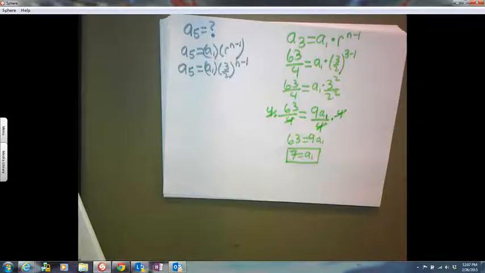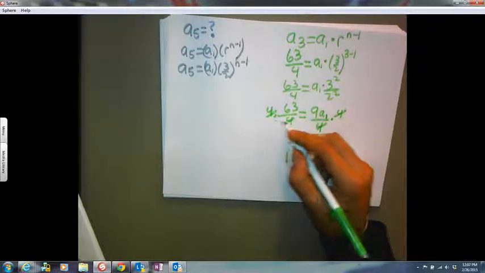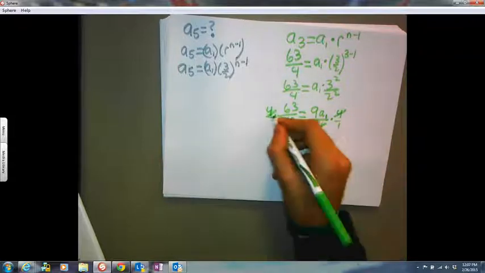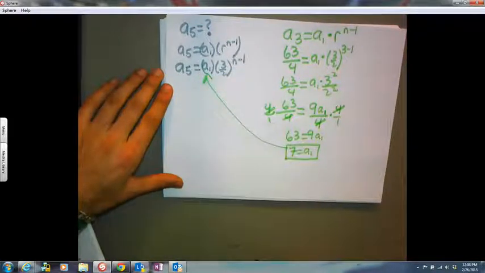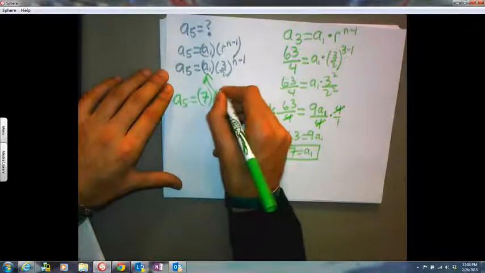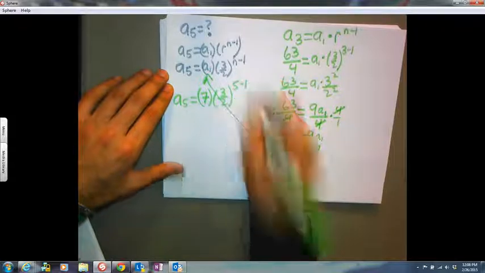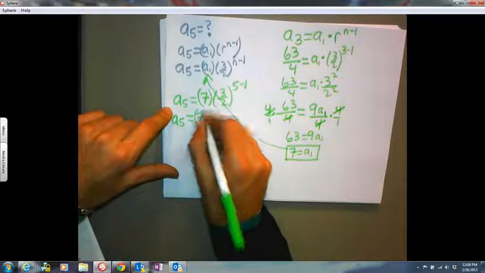So any questions on getting A1? Why is it 4 only? Okay, because I just multiplied by 4 on both sides, so I could cancel out this 4. This is like 4 over 1. So this goes right here. So A5 equals 7 times 3 halves to the 5 minus 1. So A5 equals 7 times 3 halves to the 4th.